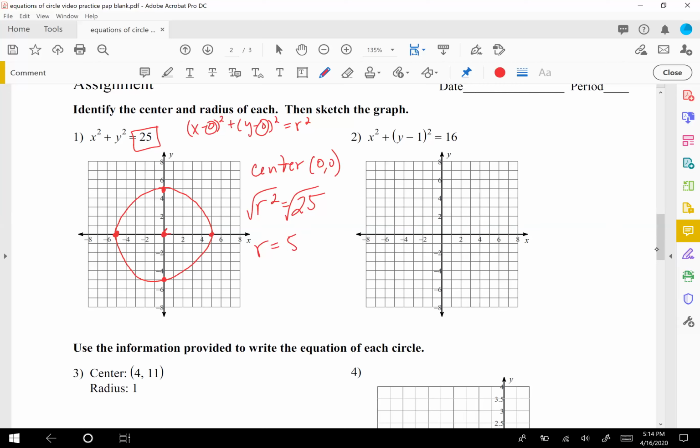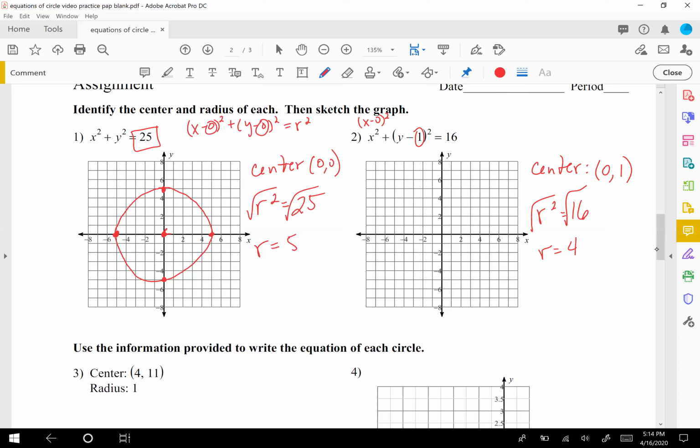Okay, next one. We have x² + (y − 1)² = 16. Again, automatically I know this is really (x − 0)², so the x coordinate of my center is 0. Then over here, y minus 1 squared, so 1 is my k, and my center is at 0, 1. And 16 is r squared, so to get just r, I take the square root. So r is going to be 4.